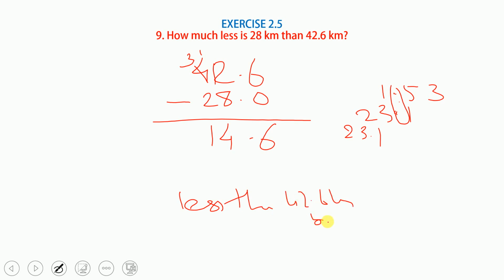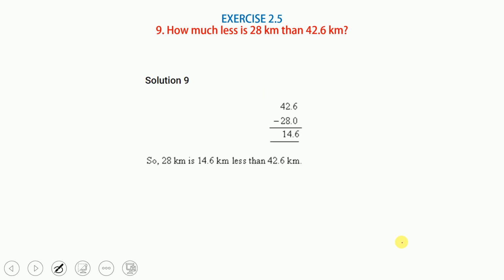So 28 kilometer is less than 42.6 kilometer by 14.6 kilometer. So the answer is this. Understand it? You just have to subtract it. So the final answer you have to write like this: 28 kilometer is 14.6 kilometer less than 42.6 kilometer. Understand it? Very well.